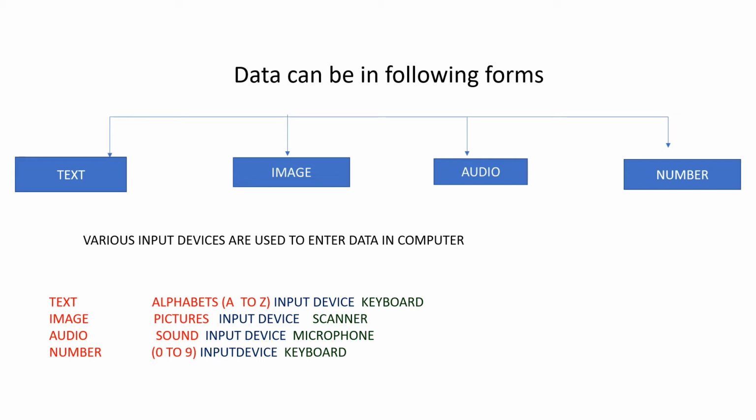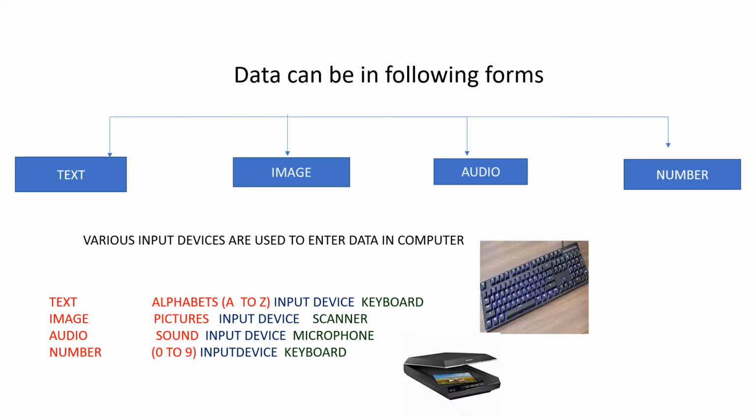Various input devices are used to enter data in a computer. Like for entering text, we use the input device keyboard. For entering a picture, we will be using the input device scanner, then microphone, then the keyboard. I hope you remember all these things that we have done before.